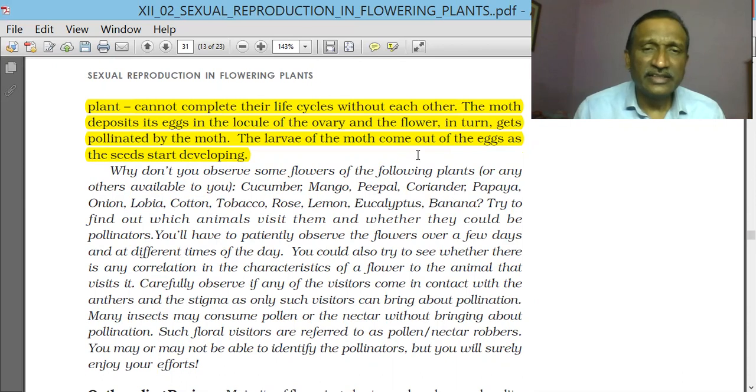ओके. Now it is an activity given for you. Why don't you observe some of the flowers of the following plants which are available in your location: cucumber, mango, peepal, coriander, papaya, onion, then cotton, tobacco, rose, lemon, eucalyptus. करीब करीब सारे प्लांट हमारे एरिया में मिल जाते हैं. Try to find out which animal visited them to carry out the pollination, how the pollination is done in them, और कब आते हैं वो, कौन से टाइम में आते हैं, दिन में, सुबह, रात में आते हैं, ठीक है, which particular season they are coming.